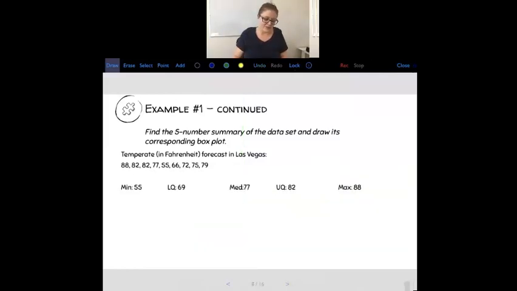Okay. So now what we'll do on this slide is we'll use those values, the minimum, the lower quartile, the median, the upper quartile, and the max, to draw our box and whisker plot. Our smallest value is 55, so I'll probably start my number line at 50, and our largest value is 88, so I'll probably go up to 90 and then go in increments of 5.